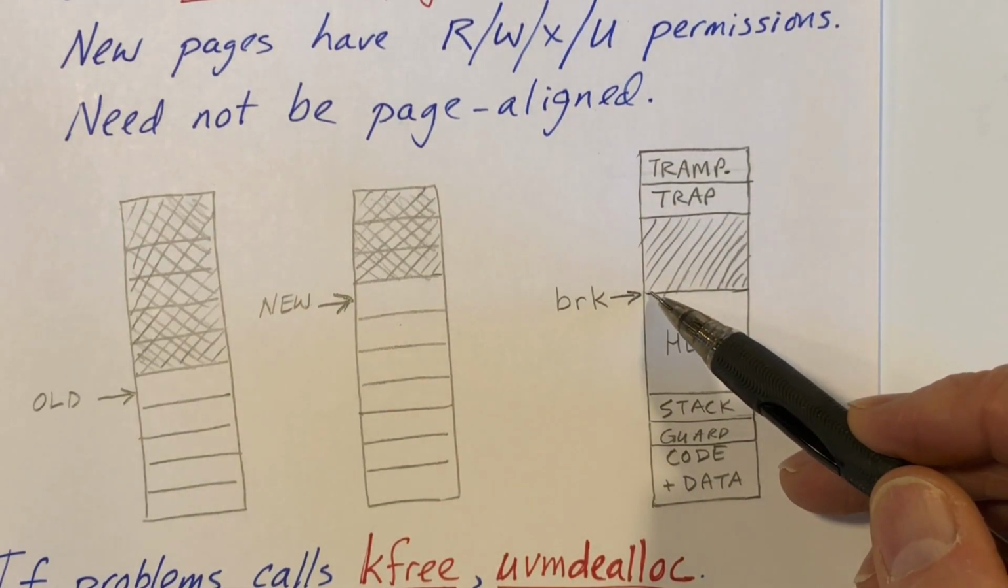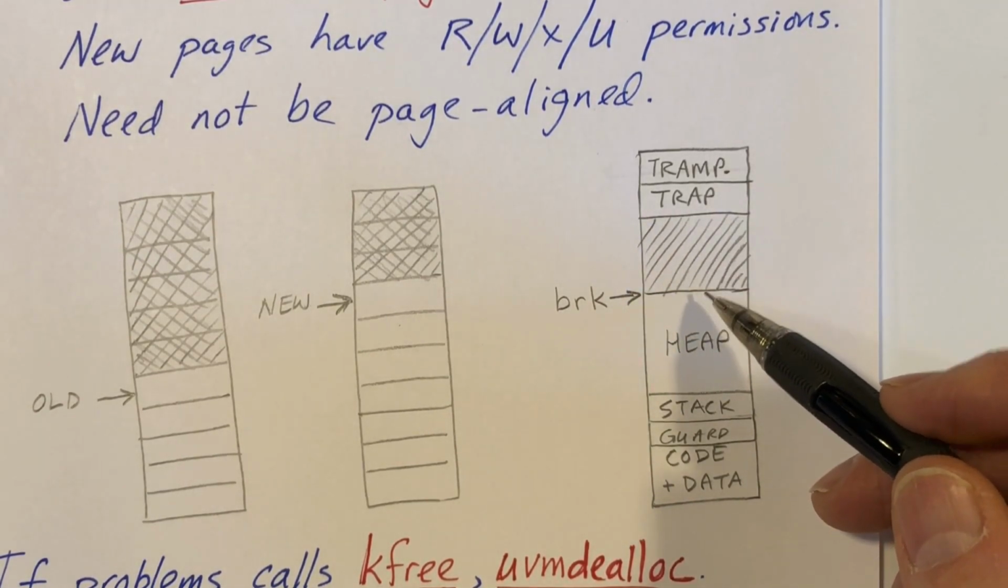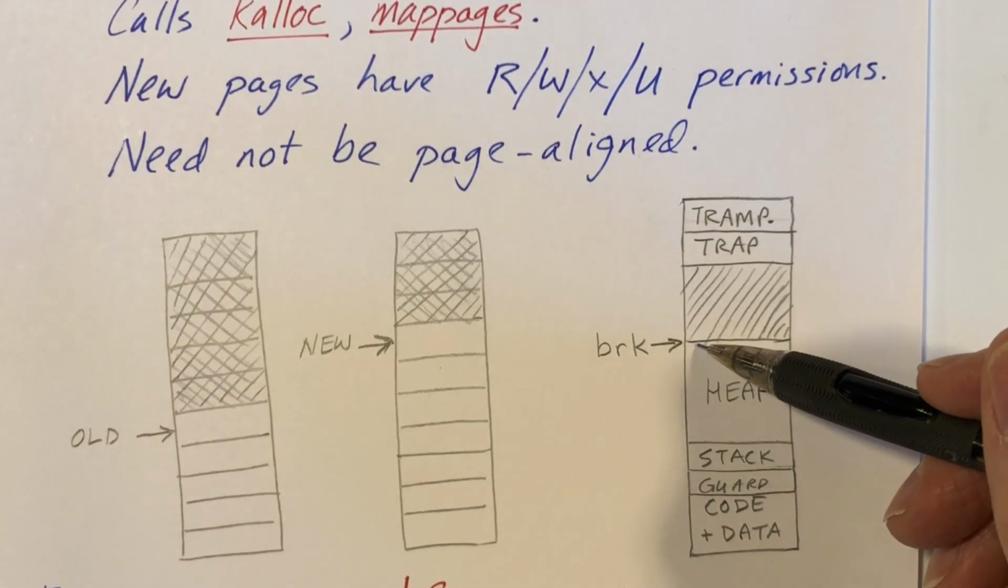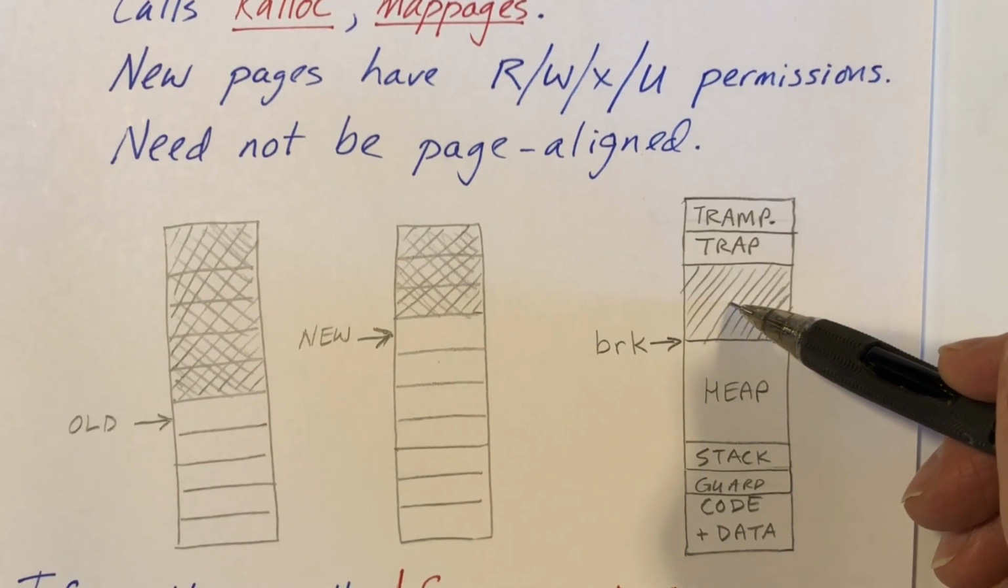So when the user program wants to grow the heap, we will ultimately end up calling uvmalloc using this point as the old size and enlarge the heap to whatever the user needs it to be.